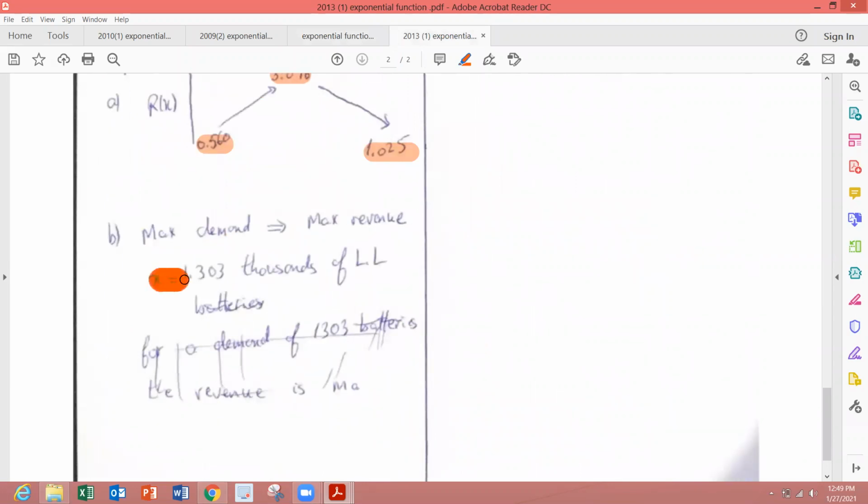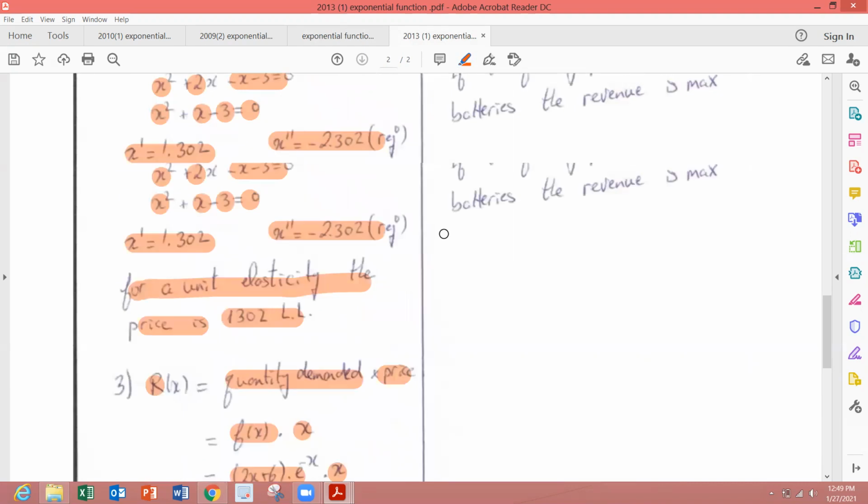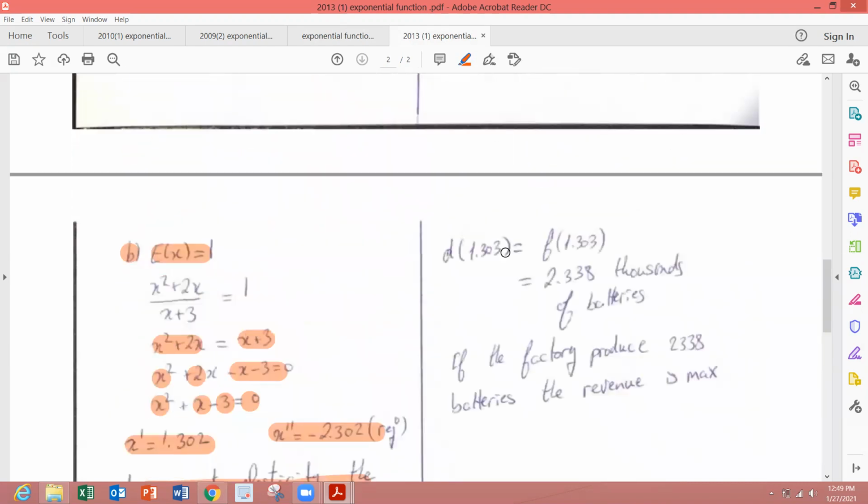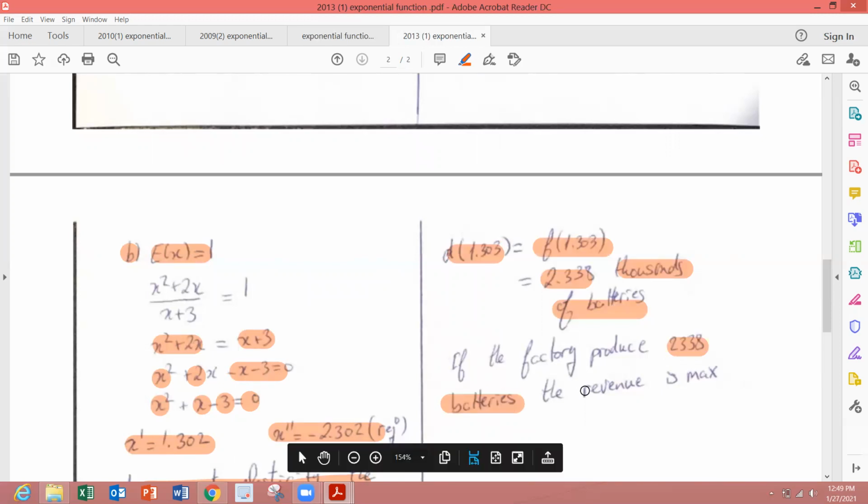So X equal 1.303 thousands of Lebanese lira. To calculate the demand, D of 1.303, which is F of 1.303, equals 2.338 thousands of batteries. Okay, so if the factory produces 2,338 batteries, then the revenue is maximum.